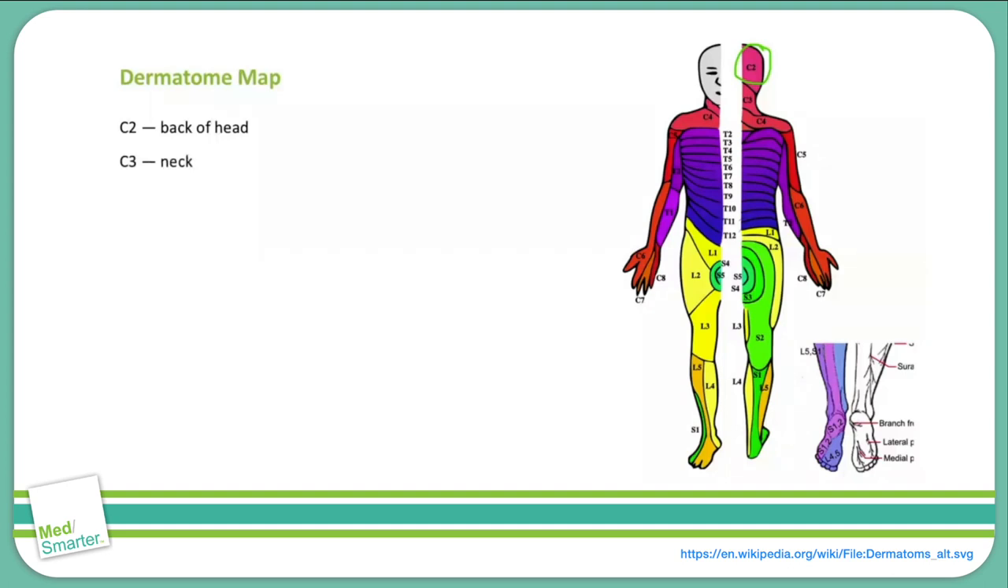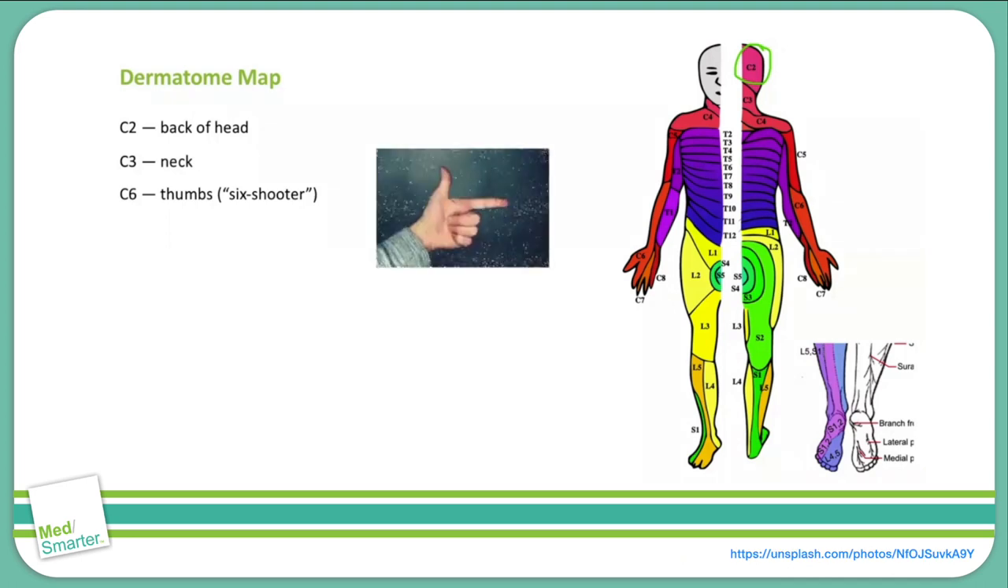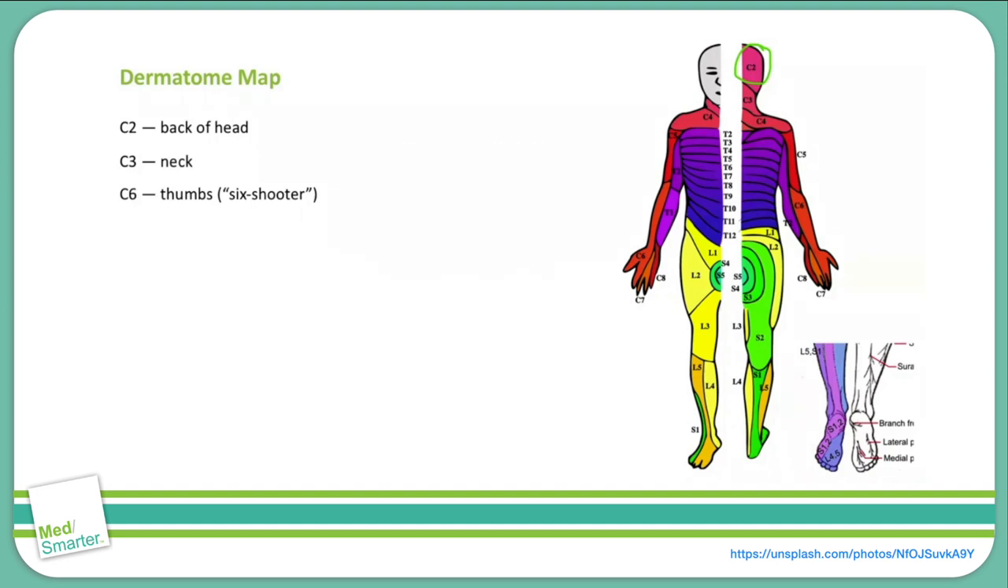Moving to the arm, we have the C6 dermatome, which is the thumb. You can remember this with the mnemonic "six shooter," because when you make a finger gun like this, your thumb points up in the air. So the thumb is the C6 dermatome. You'll notice the middle finger is C7 and the pinky is C8. And you'll notice the dermatomes work their way back up the arm, representing subsequent descending spinal nerves.